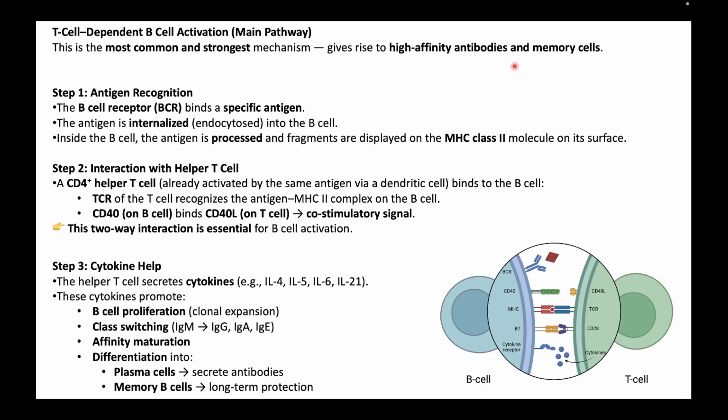The B cell receptor binds a specific antigen. What is a B cell receptor? The B cell receptor is nothing but the integrated antibody molecule present on the B cell surface. Here you can see an antibody which is embedded on the B cell surface. Antibodies are of two types: one which is present on the surface of the B cell, and another which is present in the plasma, which is the soluble form.